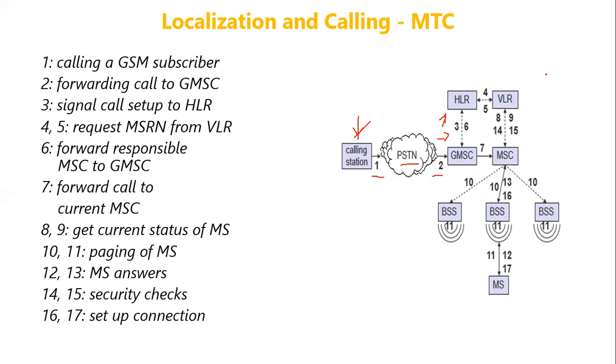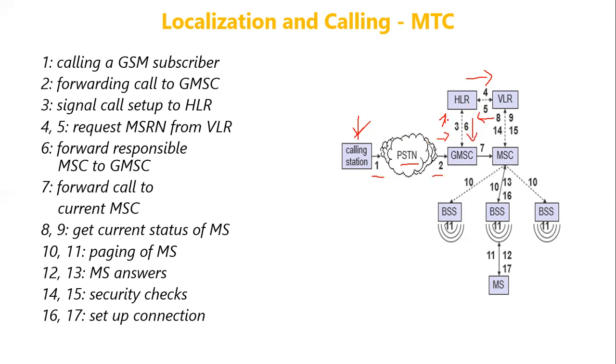If the user is in some other location, then HLR will place a request to the VLR to know the identity of that particular user. Okay, that is step 4. And then VLR responds to HLR through step 5. And then HLR responds to GMSC through step 6.